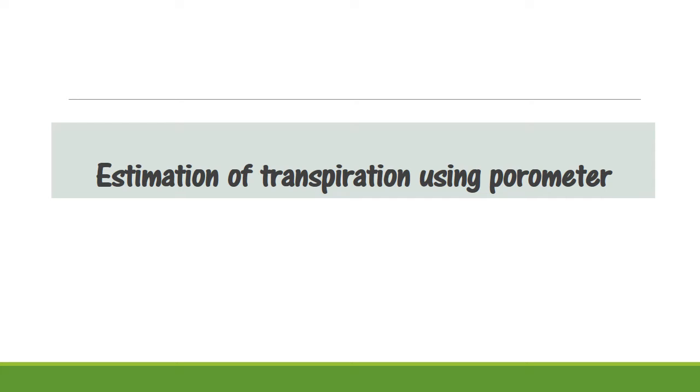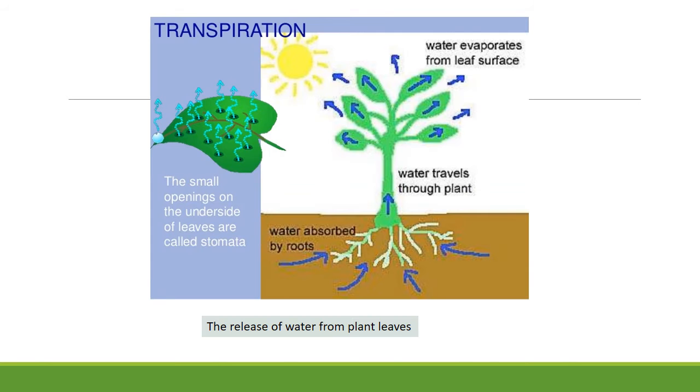Our next experiment is estimation of transpiration using an apparatus called a porometer. Let's see transpiration. Transpiration is a biological process by which water is lost in the form of water vapor from the aerial part of the plants. Why is transpiration important for plants?